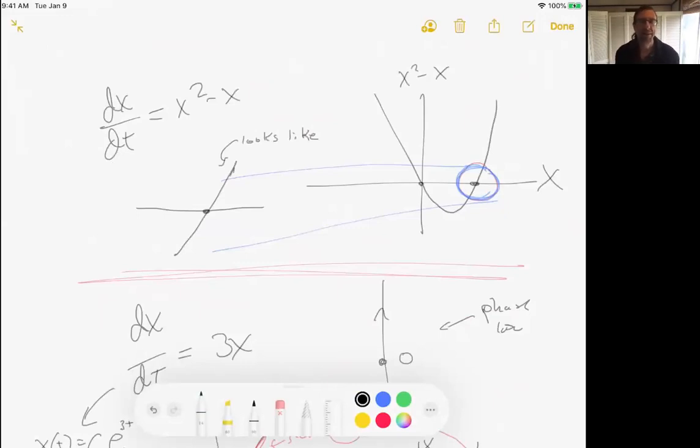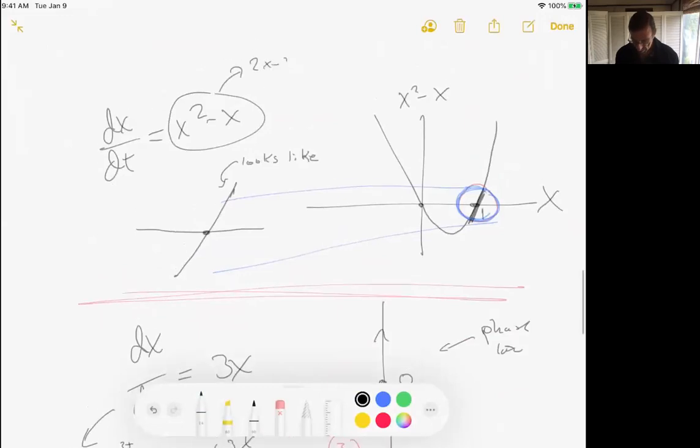How do I figure out what line that is? Isn't that the derivative? Yeah, the slope of that line is going to be given by the derivative. What's the derivative of x squared minus x at that point? That's the point where x equals 1. The derivative is 2x minus 1. If I evaluate 2x minus 1 at the place where x equals 1, what do I get? 1. 1, right? 2 minus 1 is just 1.